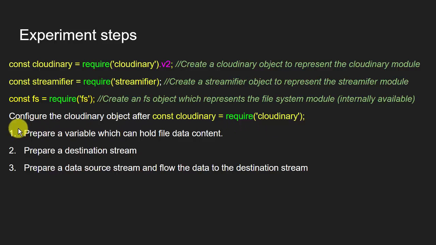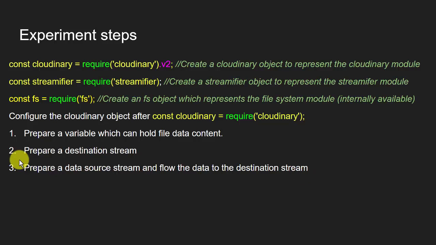The first step is to prepare a variable which can hold file data content. To make a variable able to hold file data content, we shall need the help of fs module functionalities. The second step is to prepare a destination stream. The third step is to prepare a data source stream and flow the data to the destination stream.